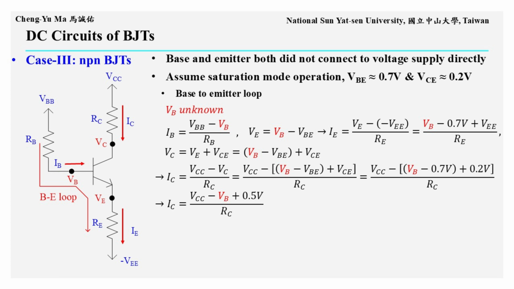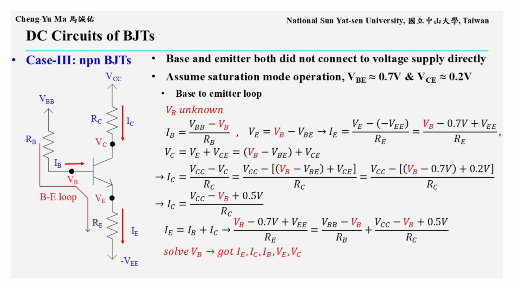After VC is written in terms of VB, the collector current can be calculated as VCC minus VC divided by RC. Substituting VC equals VB minus 0.7 volts plus 0.2 volts gives IC equals VCC minus VB plus 0.5 volts divided by RC. At this point, all three terminal voltages and currents are expressed in terms of the single unknown VB. To solve for VB, we use the three-terminal current relation IE equals IB plus IC. Once VB is obtained, all three terminal voltages and currents can be calculated directly.